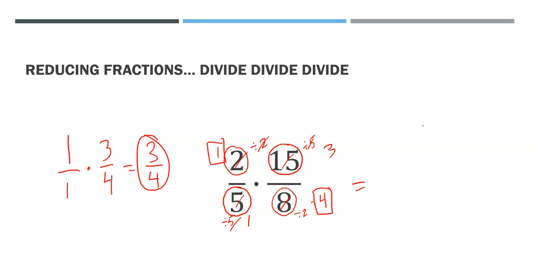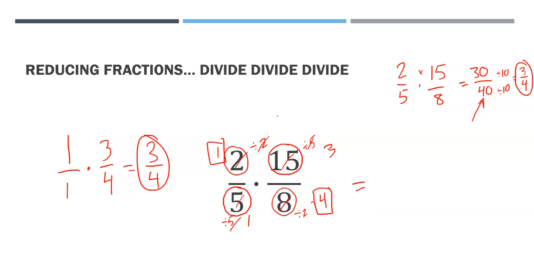Now, if you didn't reduce at the beginning of the problem, you can always reduce at the end. So remember, 2/5 times 15 over 8. You'd get 2 times 15 is 30, and 5 times 8 is 40. Then you could ask yourself, what can I divide here? I can divide both of these numbers by 10. If you divide them both by 10, you still get the same answer, 3/4. So you can either do it at the beginning before you multiply, or at the end when you look at your answer.